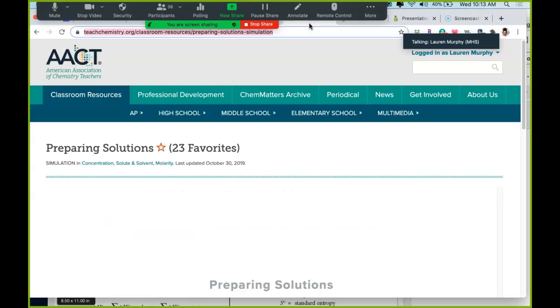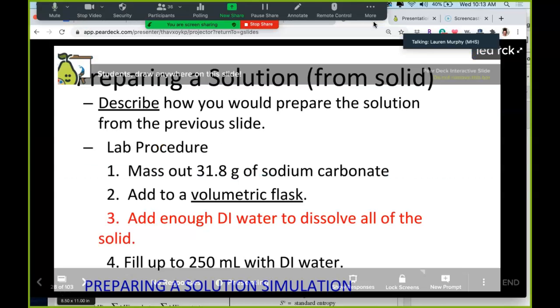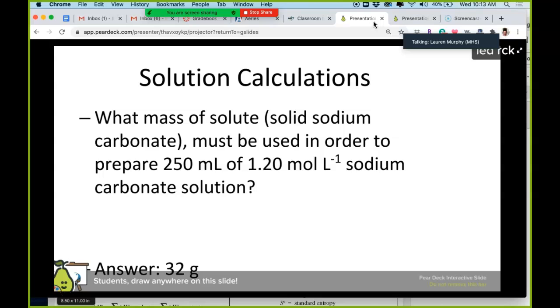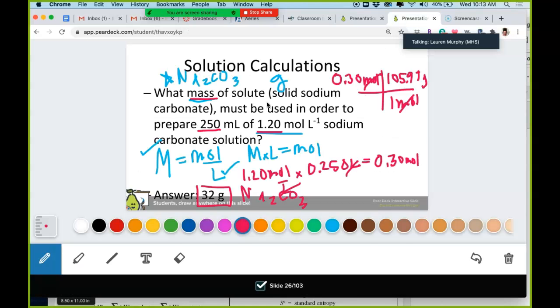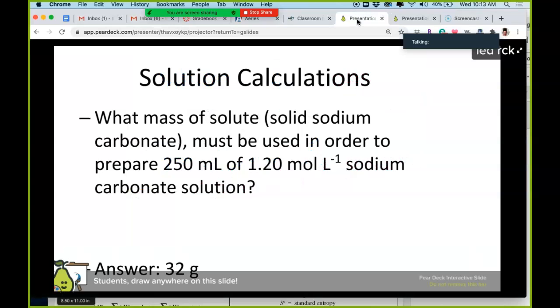Sorry, I'm going to go back. So we said, okay, we need 32 grams of sodium carbonate to make this solution. So how do we do that? Well, here's how you do it. How would you measure out 32 grams in a lab? What piece of lab equipment would you use?